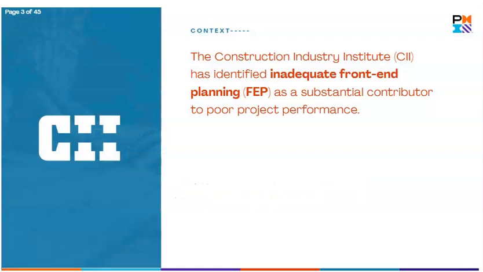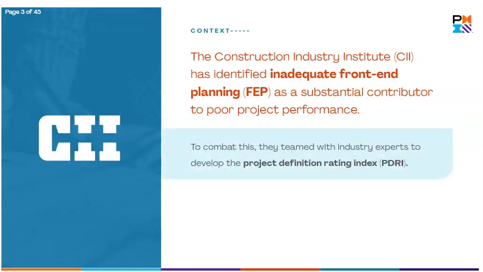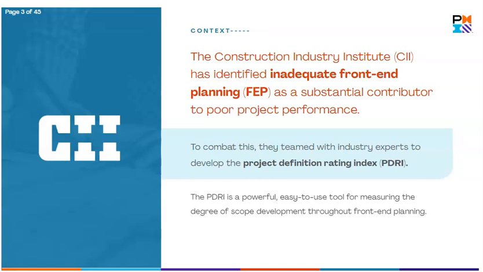CII has identified inadequate front-end planning, FEP, as a substantial contributor to poor project performance. To combat this, they teamed with industry experts to develop the Project Definition Rating Index, or PDRI. The PDRI is a powerful, easy-to-use tool for measuring the degree of scope development throughout front-end planning.